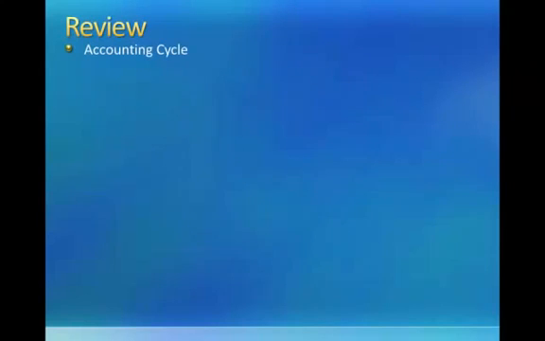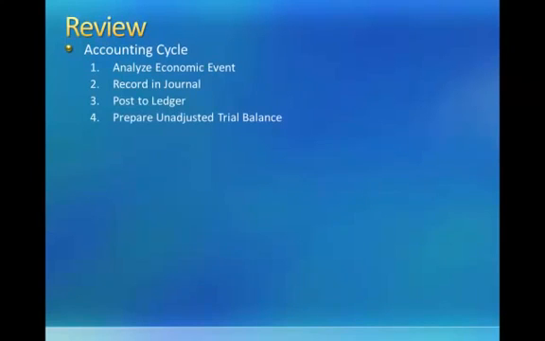So in review, we want to look at the accounting cycle one more time. We analyze economic events first, record in the journal, post to the ledger, and then prepare an unadjusted trial balance. What you want to keep in mind is analyzing, recording, and posting happens throughout the accounting period. At the end of the accounting period, when you're ready to make financial statements, the first step in that process is to prepare the unadjusted trial balance.